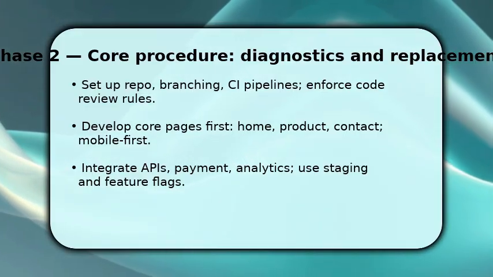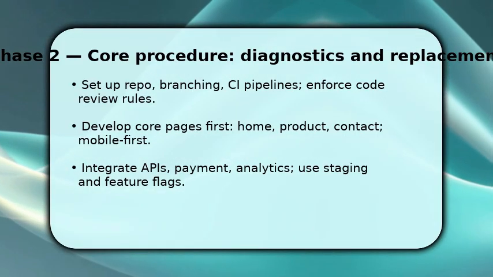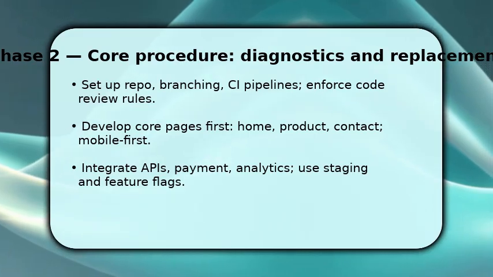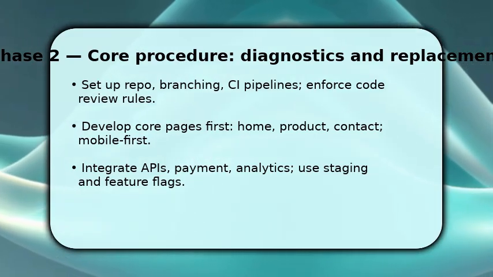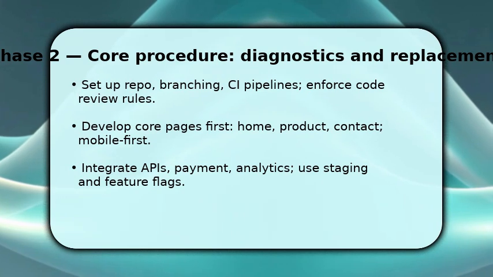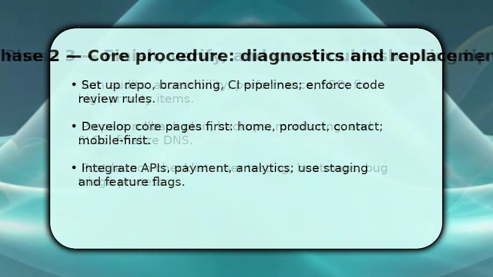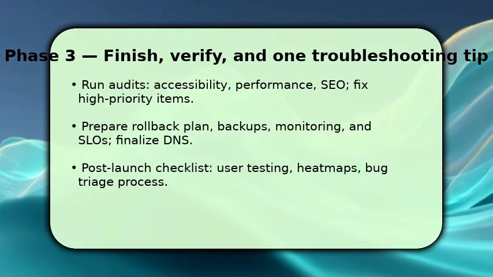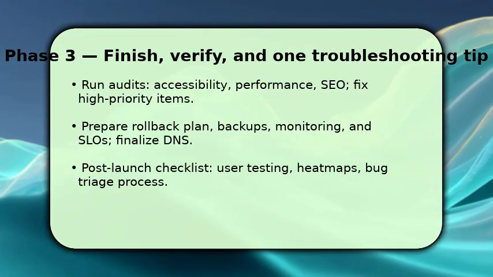Use a staging environment and feature flags to roll out incrementally. Keep daily stand-ups brief to track blockers and adjust priorities. You finalize by auditing accessibility, performance, and SEO, then fixing the highest impact items so the site is reliable.